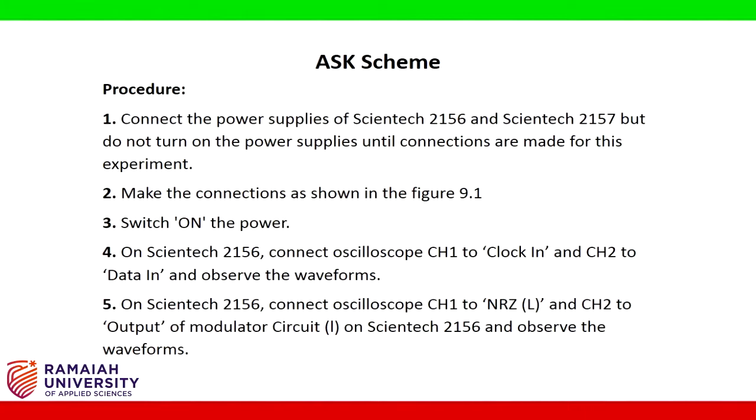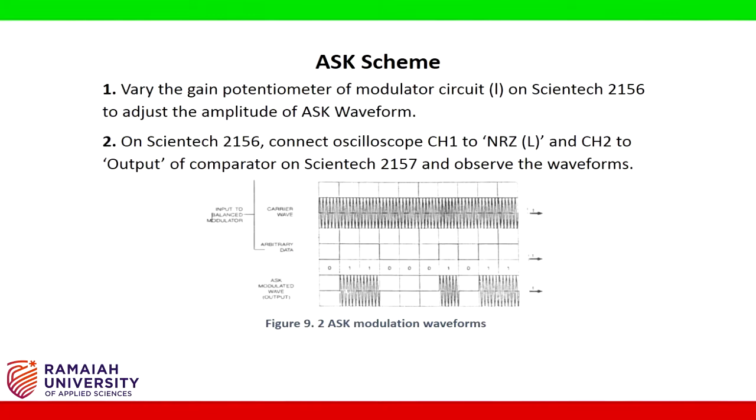Switch on the power. On Syntec 2156, connect oscilloscope channel 1 to clock in and channel 2 to data in and observe the waveforms. On Syntec 2156, connect oscilloscope channel 1 to NRZ and channel 2 to output of modulator circuit on Syntec 2156 and observe the waveforms. Vary the gain potentiometer of modulator circuit 1 on Syntec 2156 to adjust the amplitude of the ASK waveform.